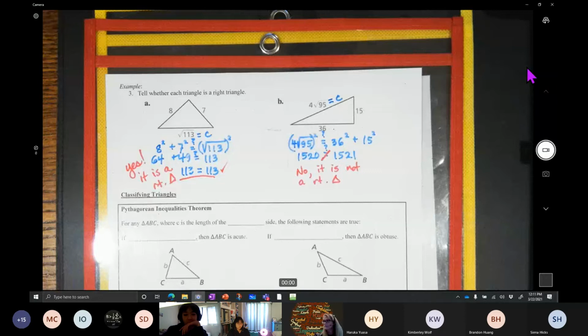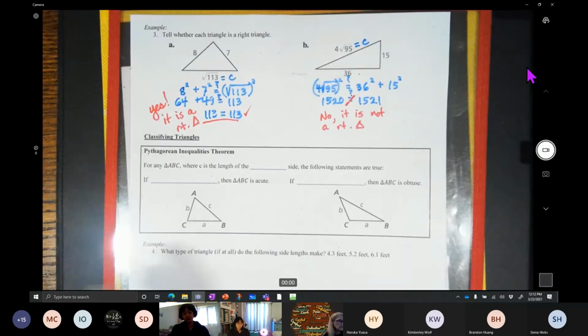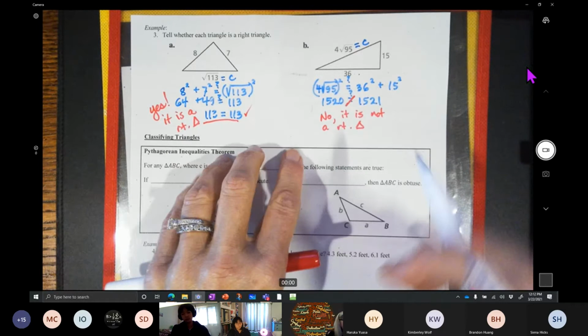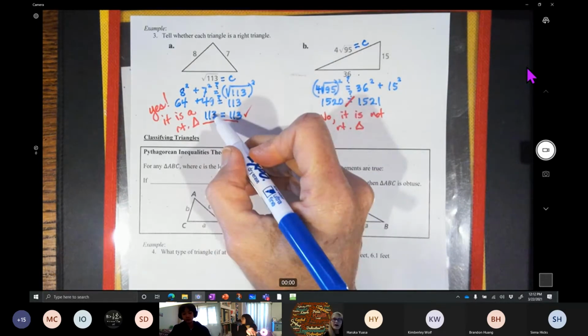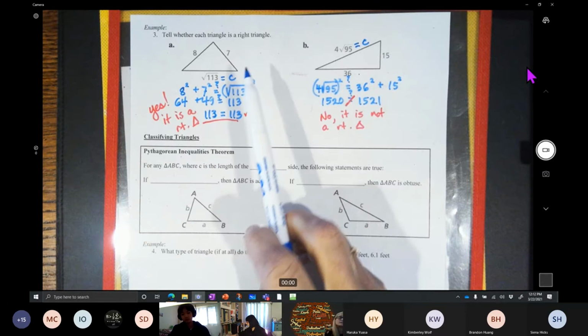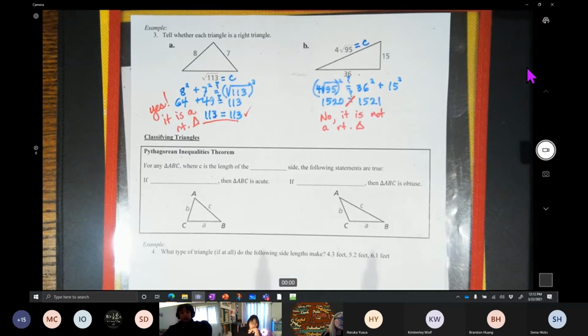Any questions? Please ask questions if you need to. So we're going to take this relationship right here, like what we just did. If it's exactly spot on, a squared plus b squared equals c squared, you've got a right triangle. But if it's not, if one of these numbers is bigger or smaller, you can tell if it's acute or obtuse. Because remember, all you need for obtuse is one angle greater than 90 degrees.